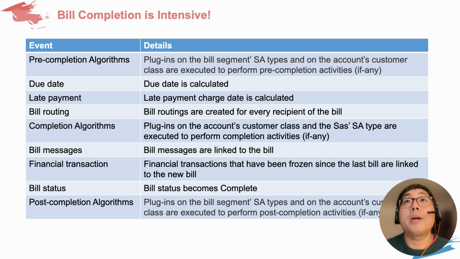At this point, the bill routing will be created for every recipient of the bill. At this point, we will run another set of algorithms, called completion algorithms. Now, the completion algorithms similarly can be defined on the customer class and SA type. They can be a list of algorithms to deal with internal data alignment or some notification, etc.